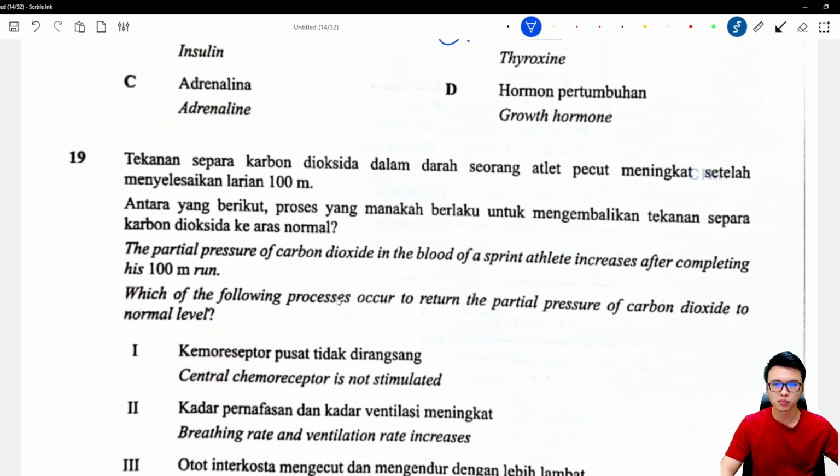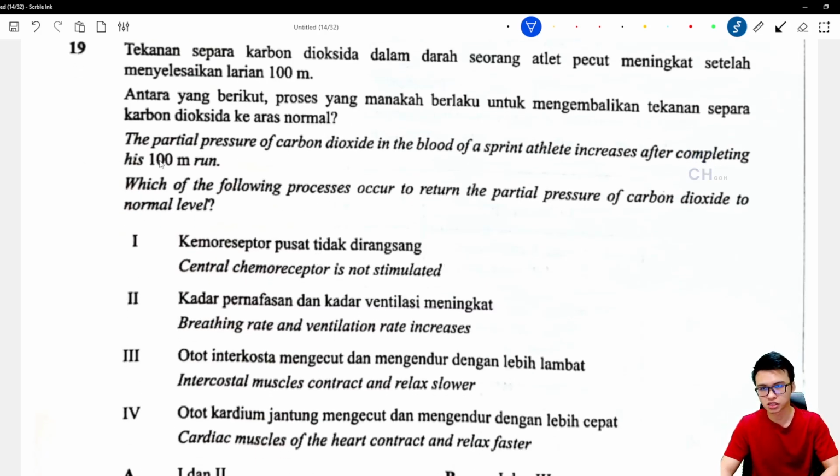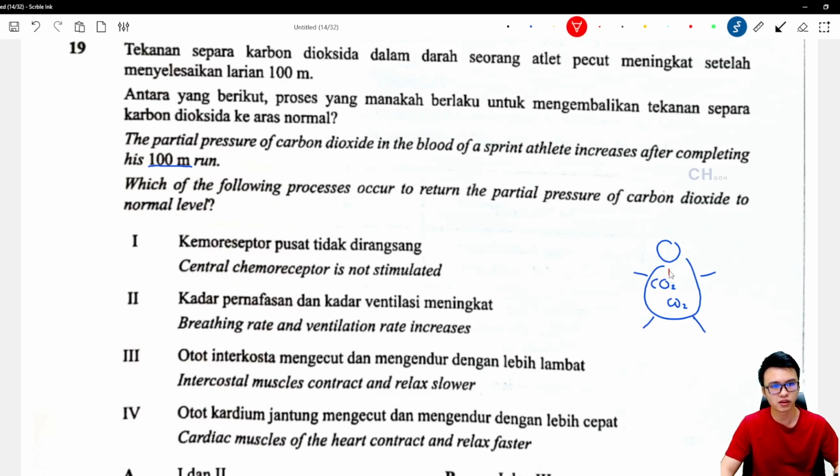Which of the following processes occurs to return the partial pressure of carbon dioxide to the normal level? The partial pressure of carbon dioxide in the blood of a sprint athlete increases after completing his 100-meter run. If you have a 100-meter run, that means you have a lot of carbon dioxide in your body, correct or not? So if you have a lot of carbon dioxide in your body, you want to remove it from your body as soon as possible.